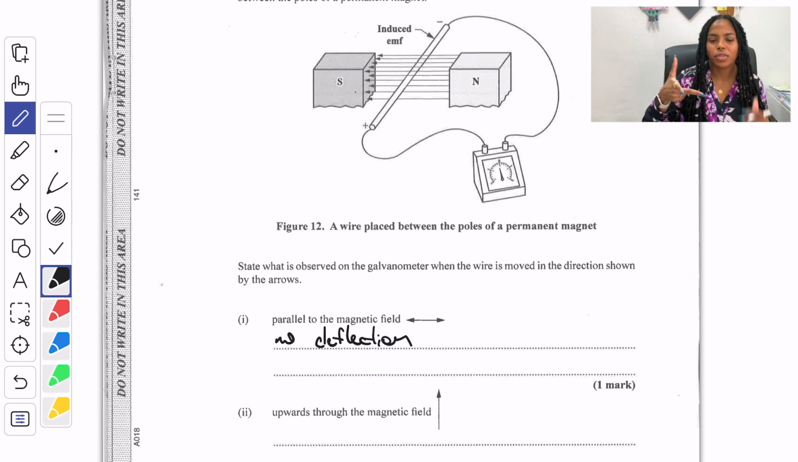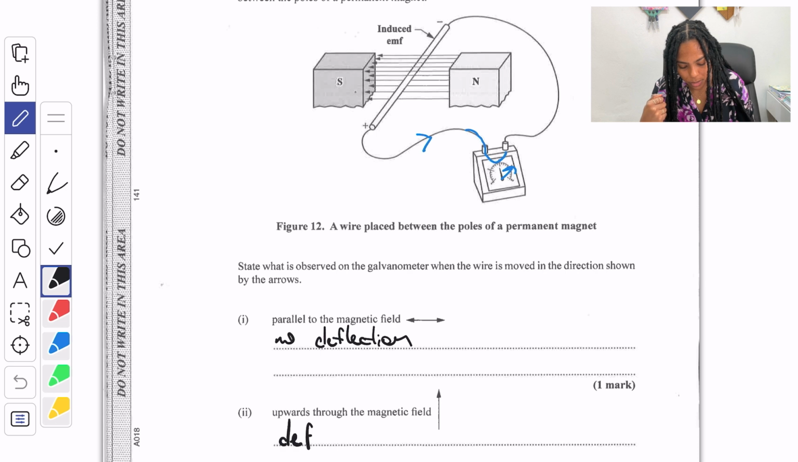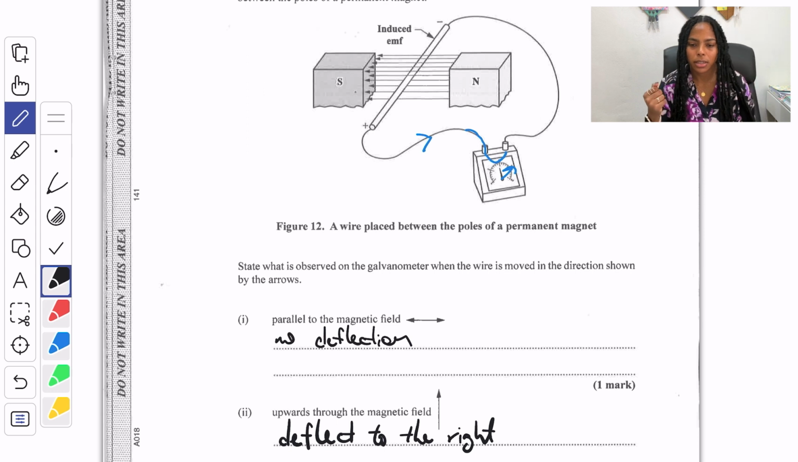Now, if it's moving upward, my magnetic field is going from north to south. So FBI, the current is going to come out of the page toward me like here. So when that happens, it's going to go this way to continue to flow this way. So this will deflect to the right. Or deflection to the right.